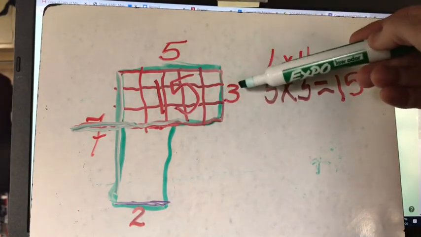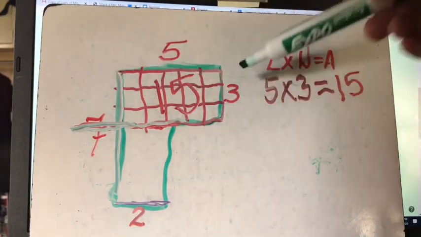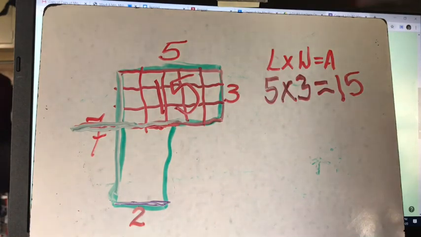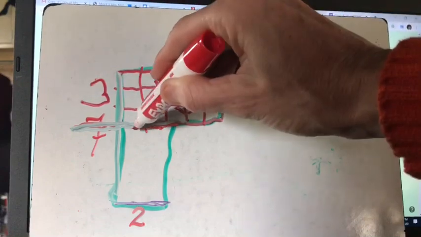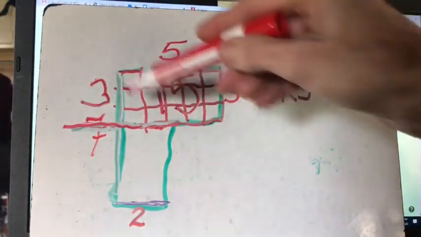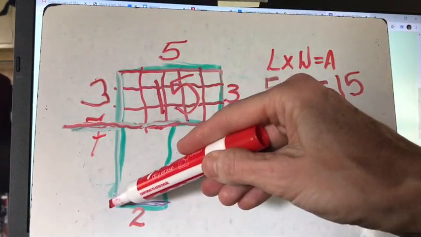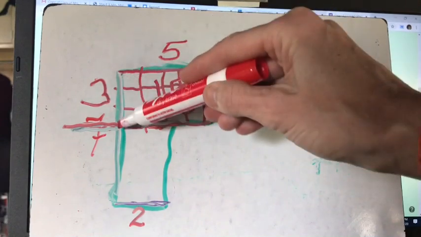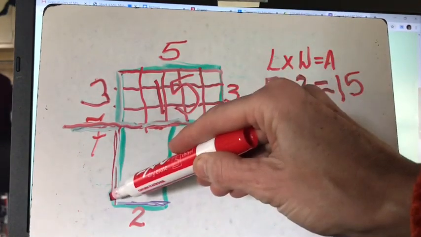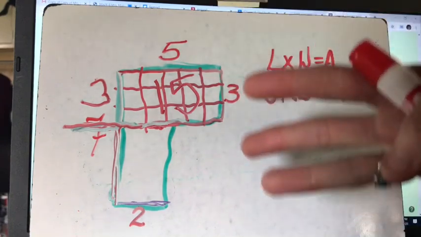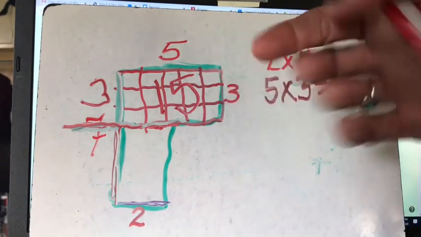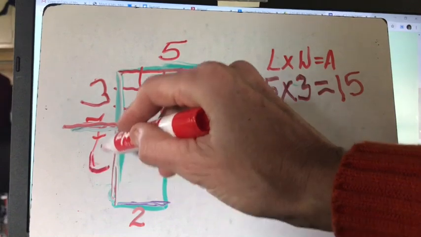Looking at the top rectangle, opposite sides are the same. So if this side is 3 in a rectangle, this side has to be 3. I know the whole length is 7. So 3 plus what right here equals 7. If I'm at 3, 4, 5, 6, 7, 3 plus 4 equals 7.